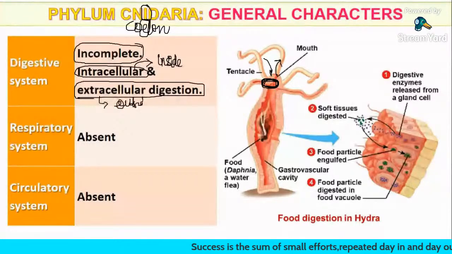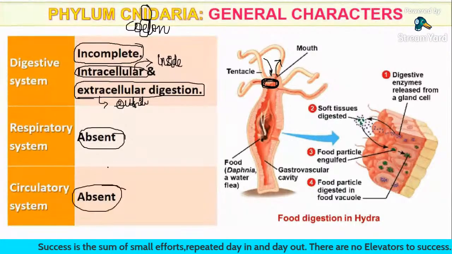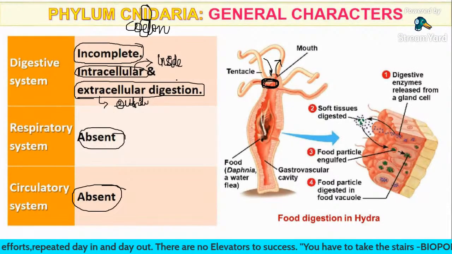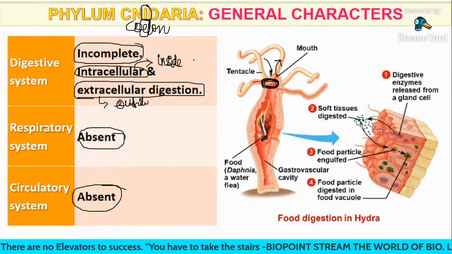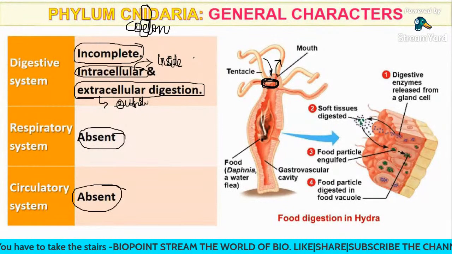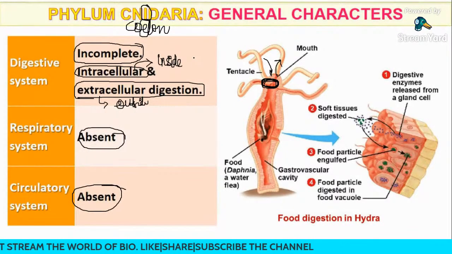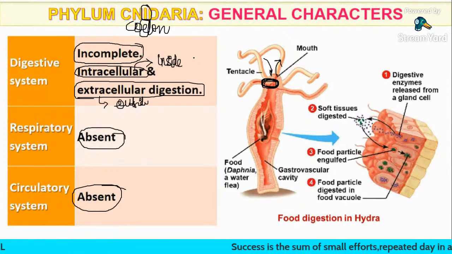The respiratory system is absent. The circulatory system is absent. The digestive system is incomplete. Since they are incomplete, we cannot count them as organ level. We can count them only as tissue level of organization, because they do not have a well-developed or complete digestive system.